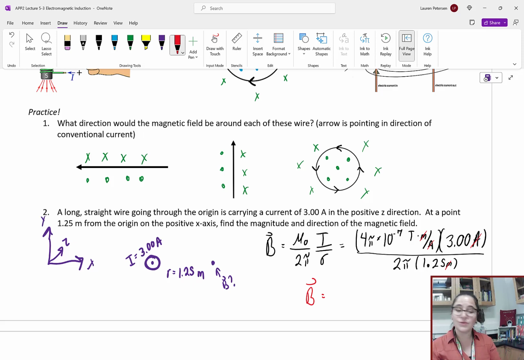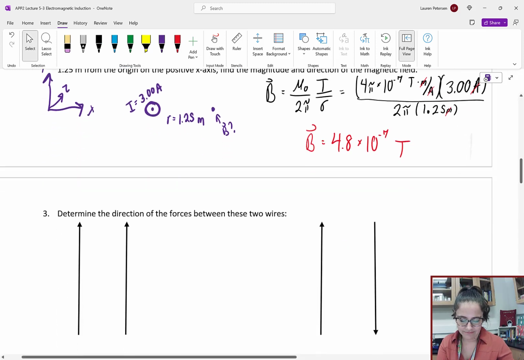And when we plug that into our calculator, we could cancel out the pi's if we wanted, make our math a little easier, but I'm just going to plug it in. Okay, we got 4 pi times 10 to the negative 7 times 3 divided by 2 pi times 1.25. And we get a magnetic field strength of 4.8 times 10 to the negative 7 Teslas. Okay, cool. Let's keep on going.